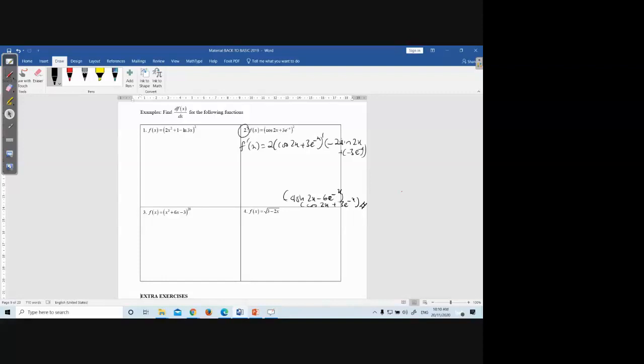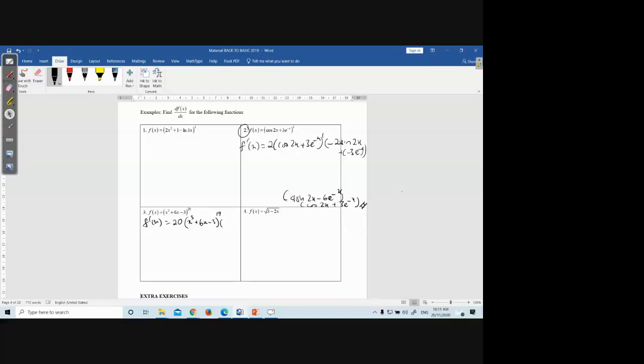You can practice on exercise 3. It's quite easy, question 3. Someone please help me to find f prime x. 20 times the bracket 3x squared plus 6x minus 3, power of 19. Very good.